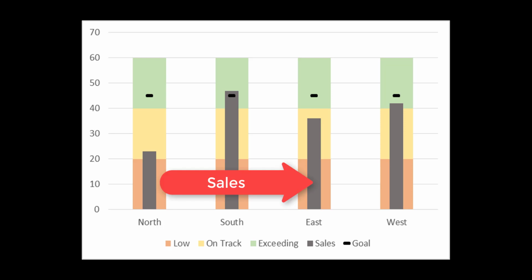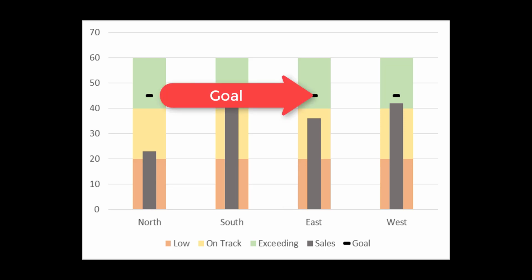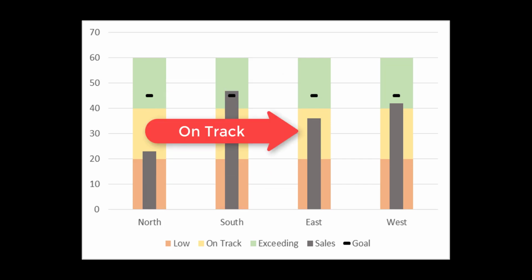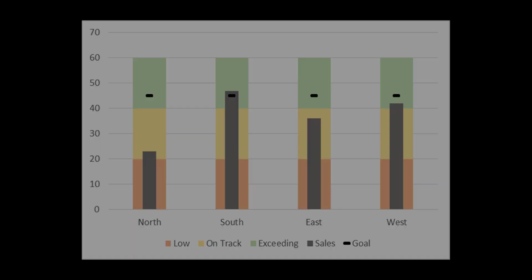It uses mock sales data to show how 4 different regions are tracking against their goals, and also lets you know if the sales are low, on track, or exceeding the expectation.